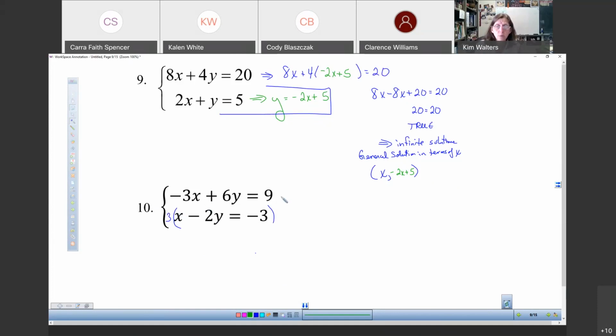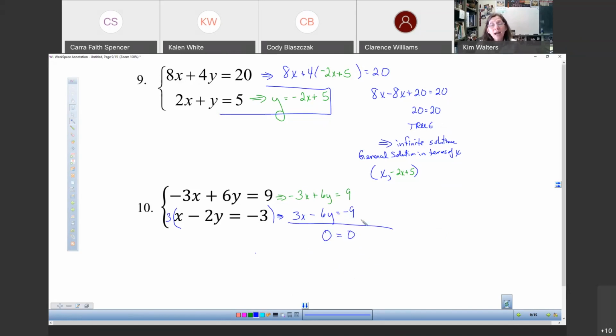So I'm going to just simply rewrite this one, negative 3x plus 6y is equal to 9. My second equation is going to become positive 3x minus 6y is equal to negative 9. Adding these two equations together, look what happens. I get 0 on this side. I get 0 here. I get 0 is equal to 0, right? Another way to say we have a true statement, okay?